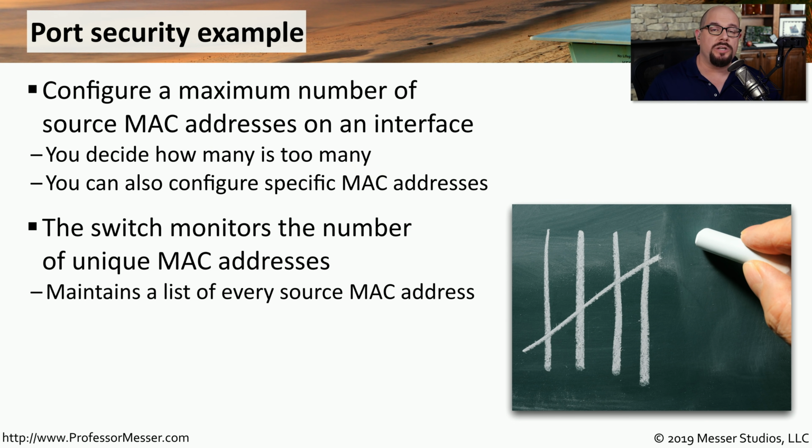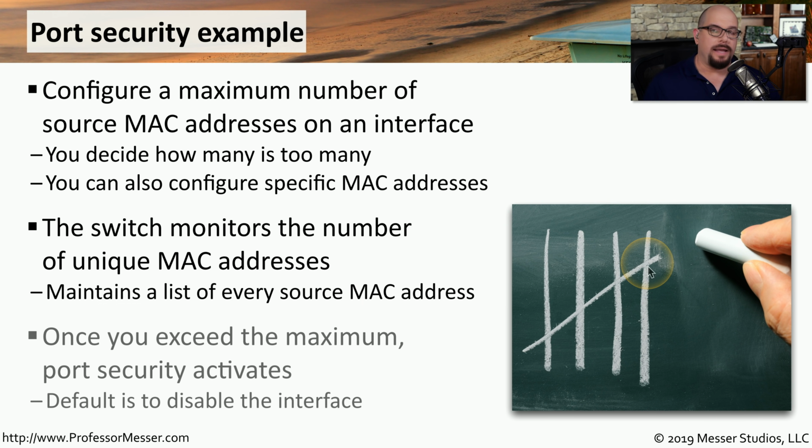At this point, the switch is watching the MAC addresses come through, and every time there is a unique MAC address, it keeps track of how many have come through that particular interface. As soon as the switch sees the 6th unique source MAC address communicating through that interface, port security would then activate, and the result would be the configuration set by the network administrator. An alert could be sent to the network administrator, the port could be disabled, or both of those things could happen when the port security activates.